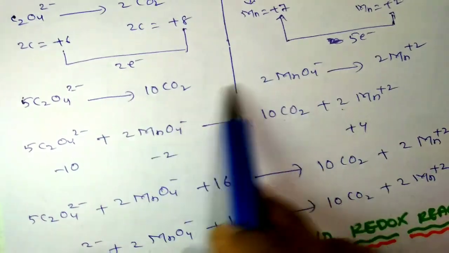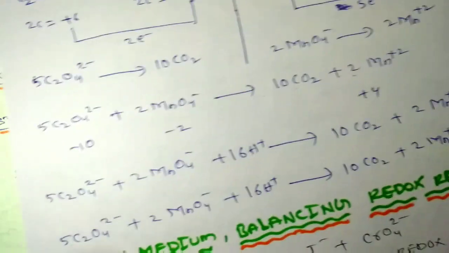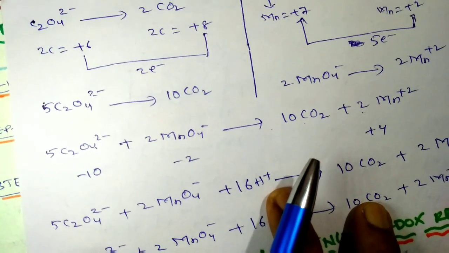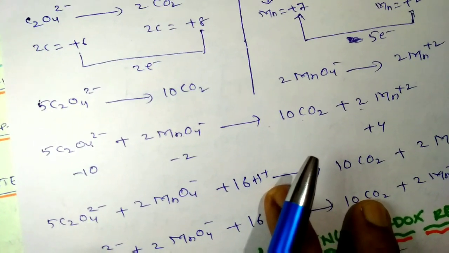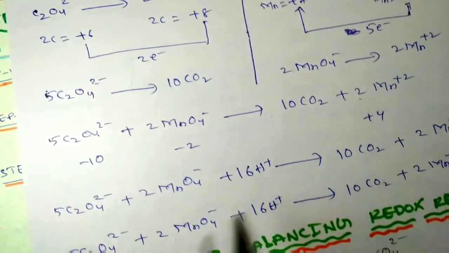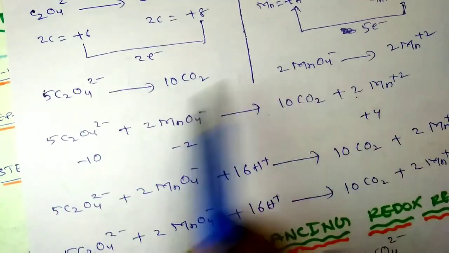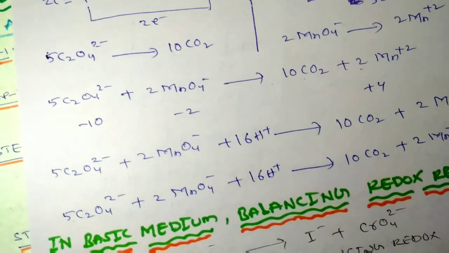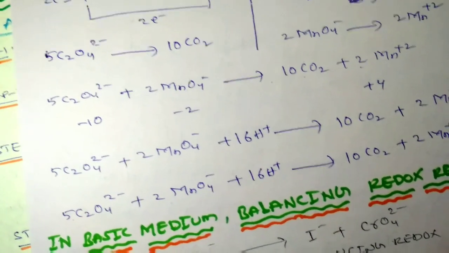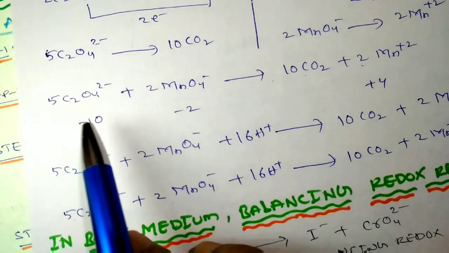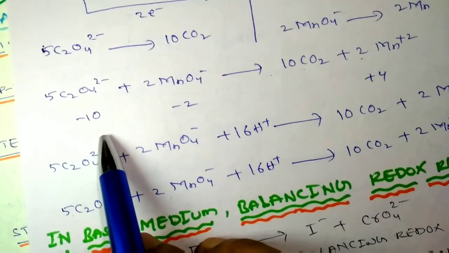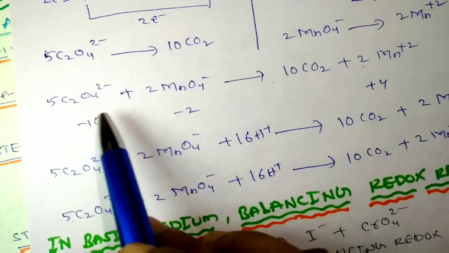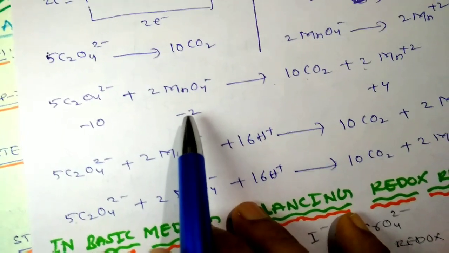So we have balanced the number of electrons and the number of atoms whose oxidation state is changed. Afterwards, in the addition step, you add both together and you get this. Now in order to balance the number of oxygen atoms and hydrogen atoms, what do we have to do? Again, a small trick is there. By using charge, we balance hydrogen atoms and oxygen atoms. First we have to balance hydrogen atoms.